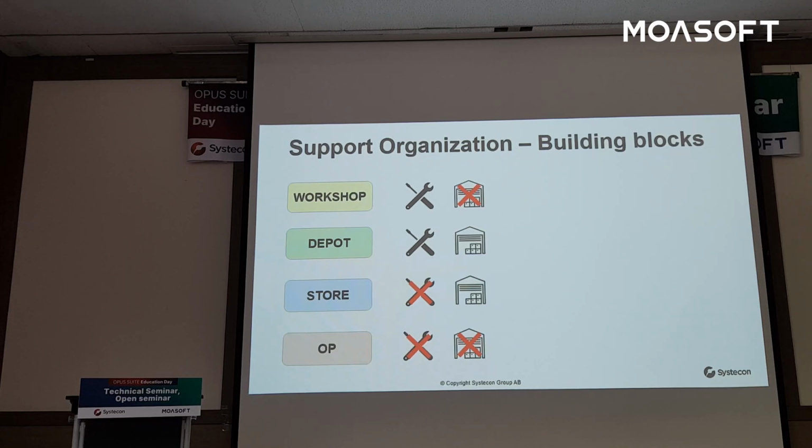A yellow one is called a workshop. At the workshops, we are able to perform maintenance but we cannot store any spare parts. At the green ones, which are called the depots, we can both store spare parts and perform maintenance. Then we have the type called store, where we cannot perform maintenance, but we can do sparing. And at last we have the operational sites, where we can only deploy systems, but we cannot perform any repair, and we cannot store any items.